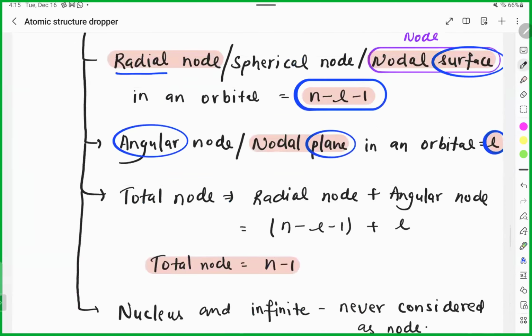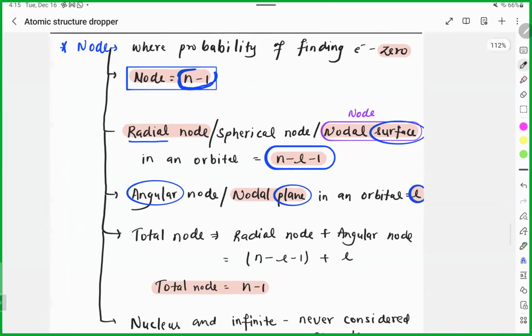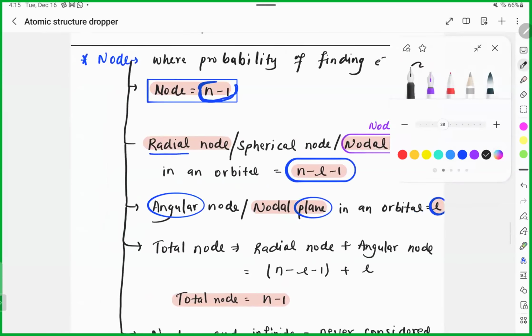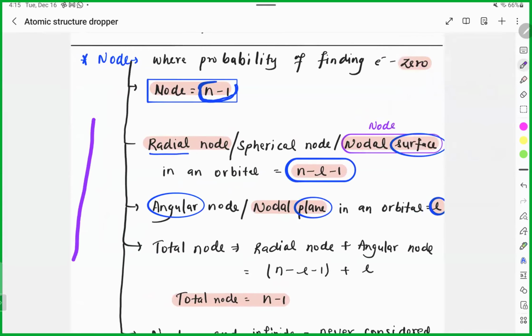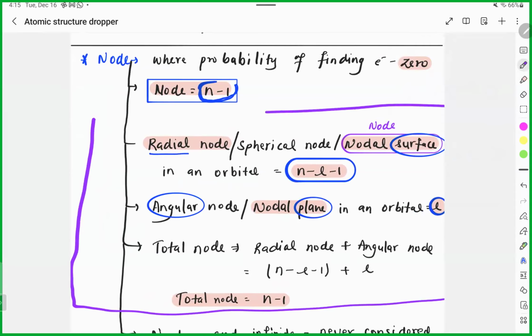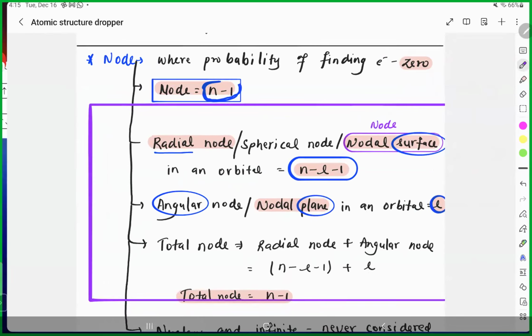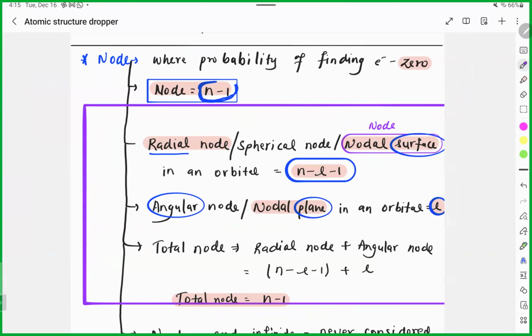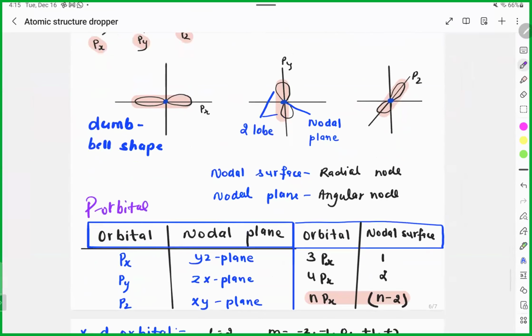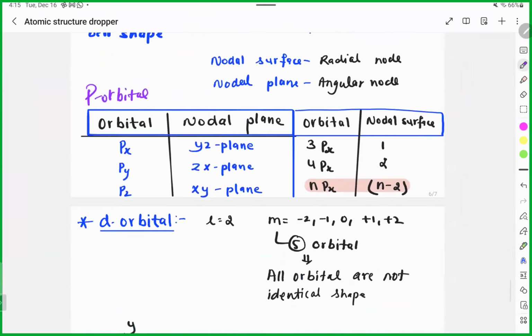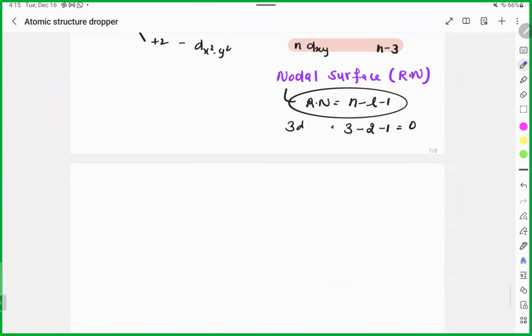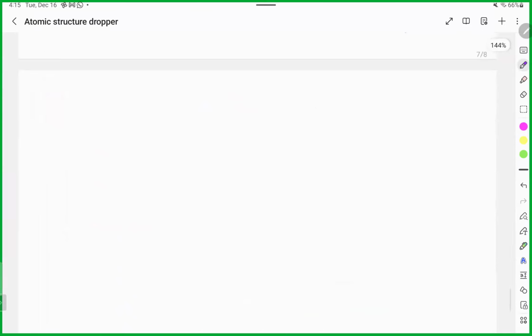What I said here is the most important part. Understood? Yes or no? Radial node, nodal surface, angular node, nodal plane, and total node. You can calculate, and everywhere you will get the answer. Anything I missed, guys? Nothing else. Yeah, one point I already wrote, but still I will mention it, and that will be the end of the session.